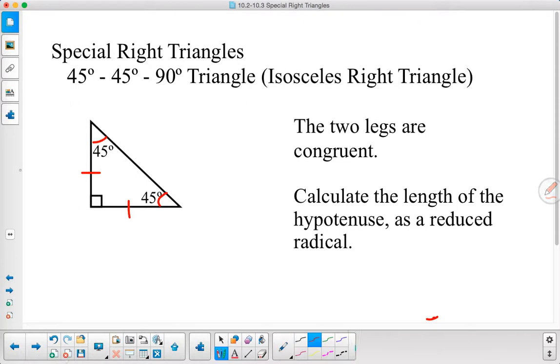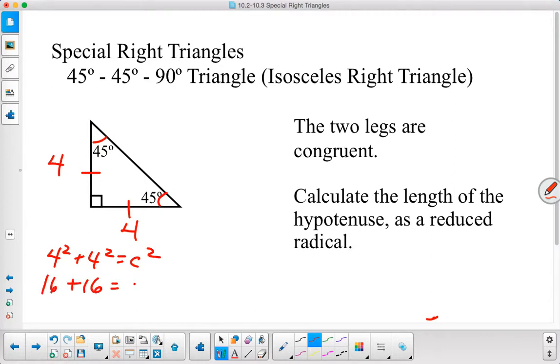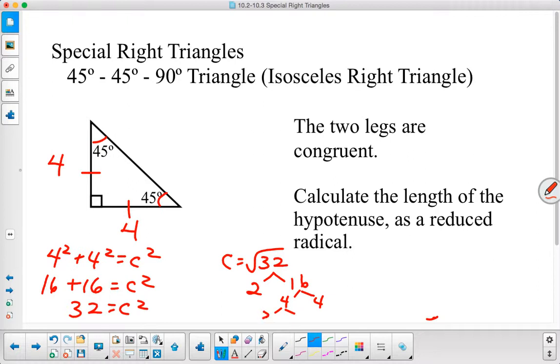Let's say that the legs are 4. 4 and 4. So Pythagorean theorem. 16 and 16 is 32. So c is the square root of 32. Factoring, let's see, 2 times 16, 4 and 4, kind of running out of room. 2, 2, 2, 2. How many 2's do I have? Looks like there's 5.